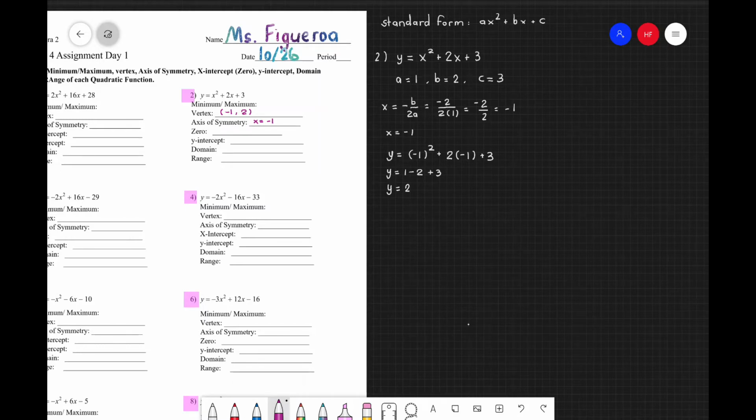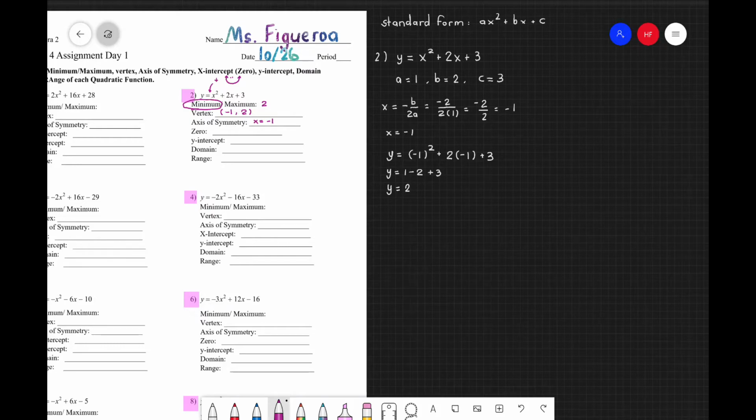Now, since this has a positive a value, it's going to be facing up. You can make it happy, it's positive. So it is going to have a minimum value. And the minimum value depends on the y value of the vertex. So my minimum value is 2.